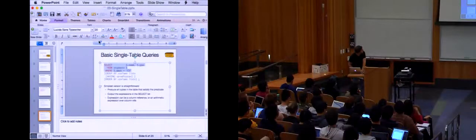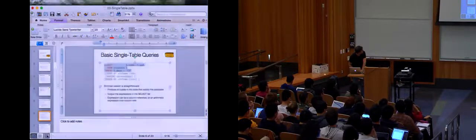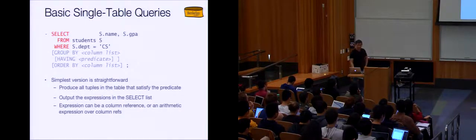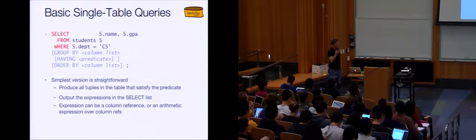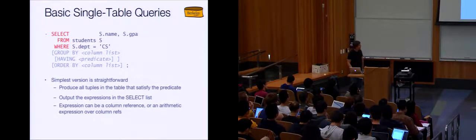Let's go back to our examples here. So that's the most basic query you can have pretty much is select star from table. One step better is select particular columns from table where some condition holds. It's called a predicate. Okay.